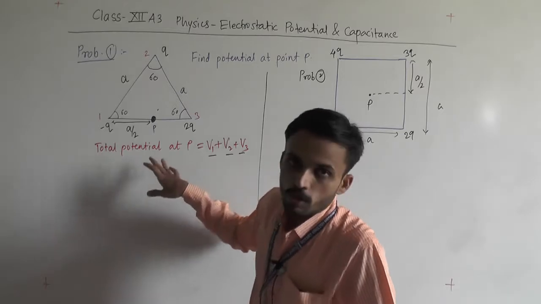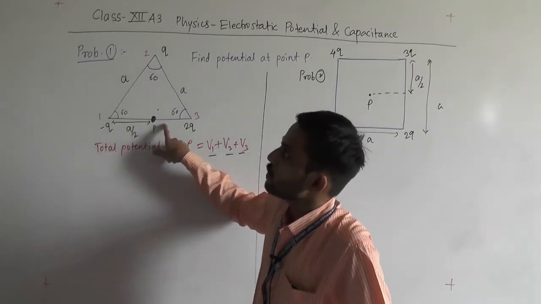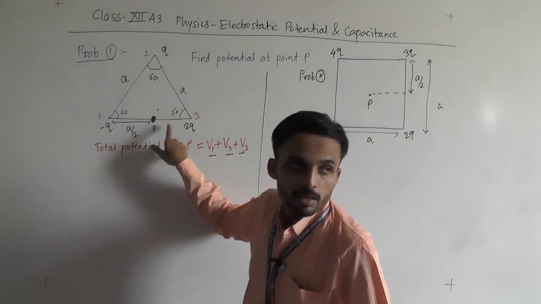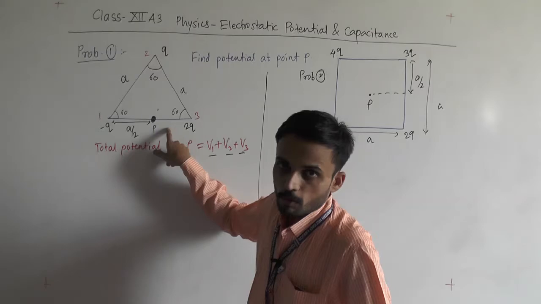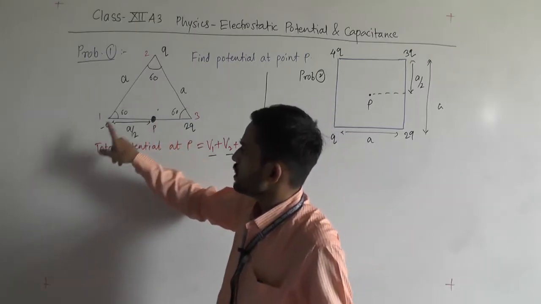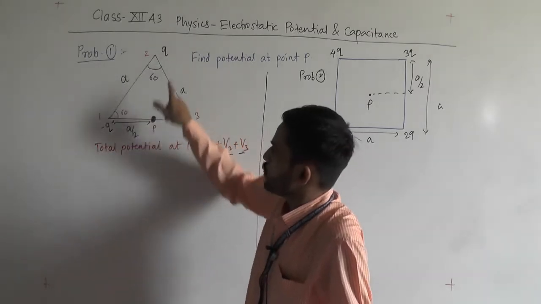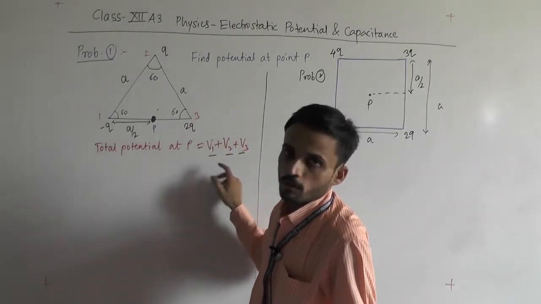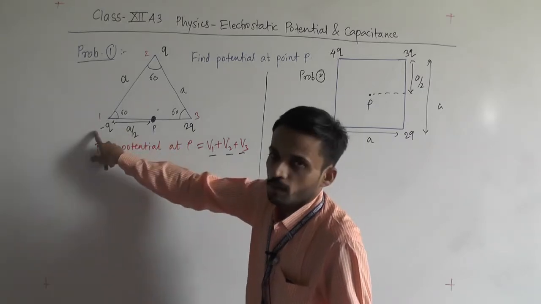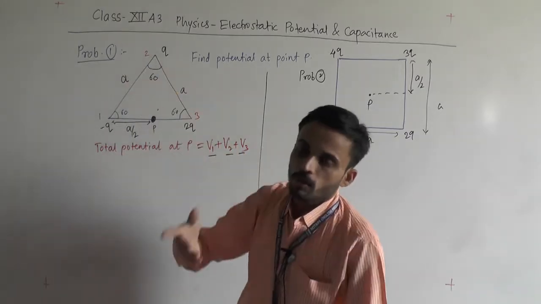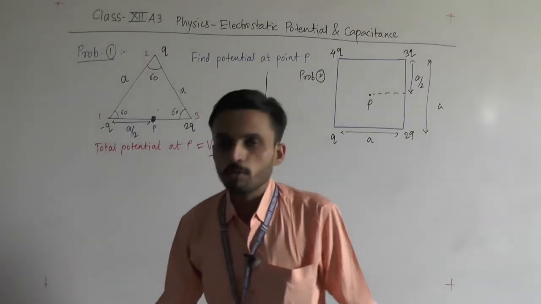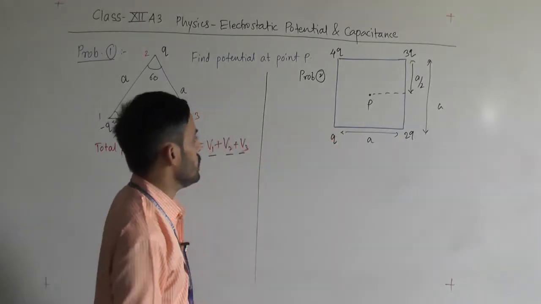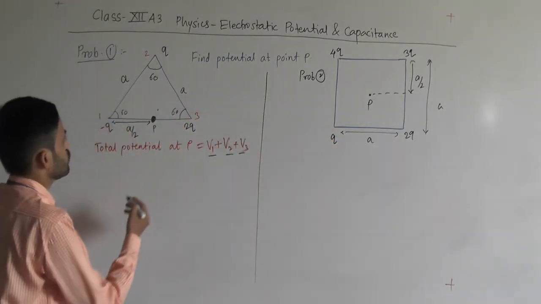Let me repeat what we have to do. We have to consider a unit positive charge, which is called a test charge, kept at point P. It is a unit positive charge. We will calculate the potential due to minus Q, the potential due to Q, and the potential due to plus 2Q. The addition of all the potentials will be your total potential. Depending on whether the charge is negative or positive, the value of potential may be negative or positive. Understood? The same way you can do here. Okay, here I can show you, there is no problem.